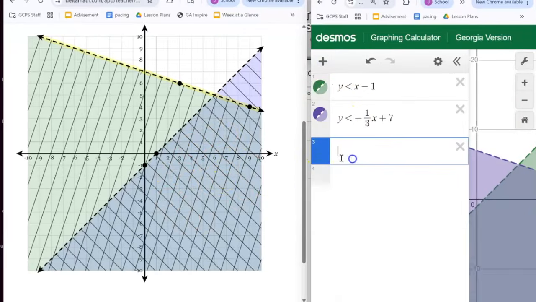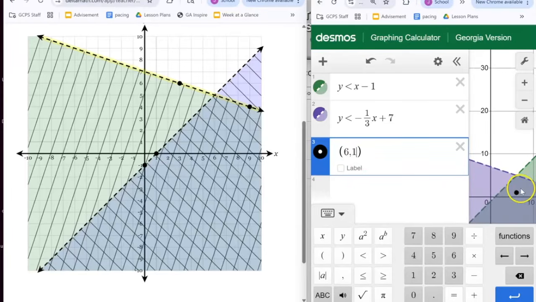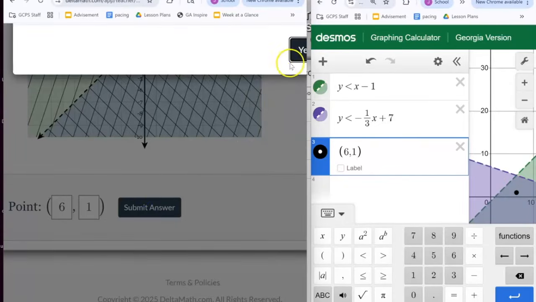So I'm going to pick 6, 1, this point right here. I'm going to check it by putting it into the calculator. So you have 6, 1. If it goes into my overlap, I'm good. So 6, 1 does work. So I can use that as a point and submit it.